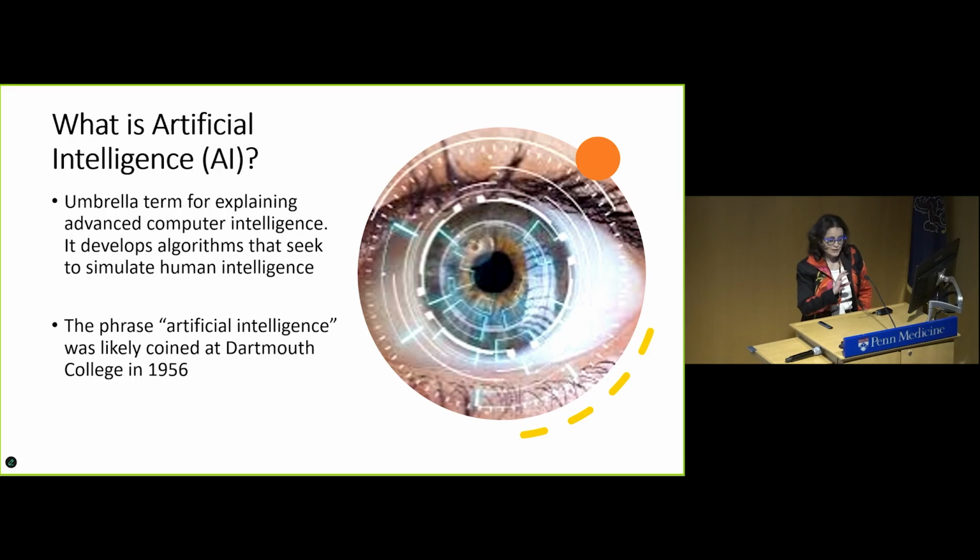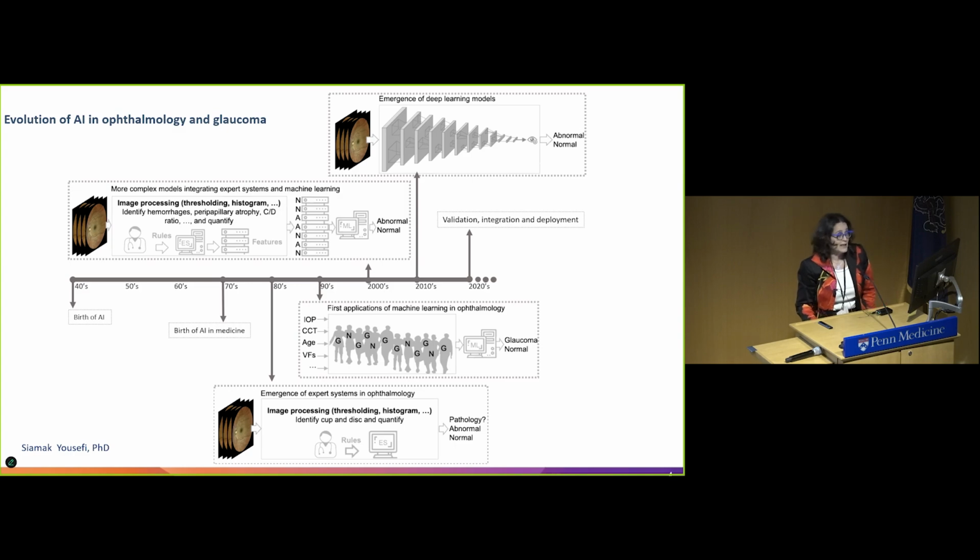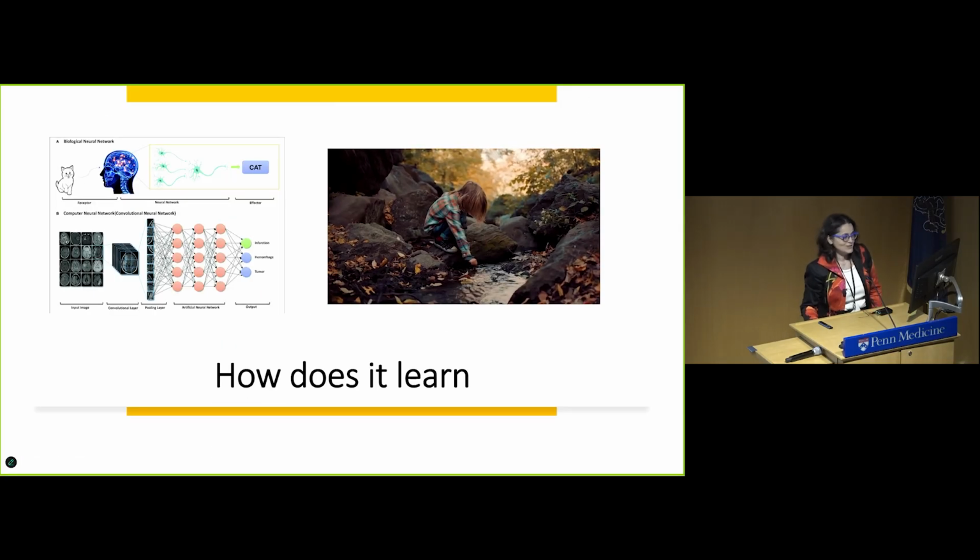But just to get us back to what AI is, it's an umbrella term that explains advanced computer intelligence to try to simulate human intelligence. The concept started in 1940 and coined in 1956. AI in general's birth was in 1940, but in medicine in the 1970s, and ophthalmology since the 1980s. It's been 45 years we've been doing work on AI in ophthalmology. That's very important for a later comment.